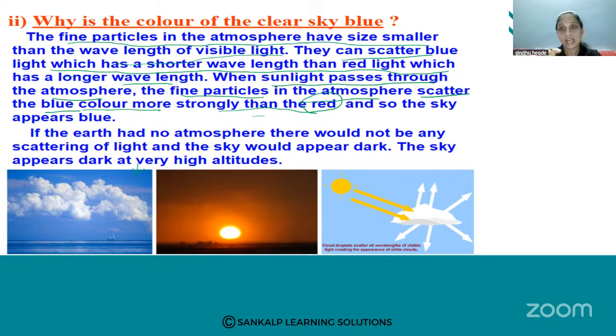So this time the light hits the gas molecules like nitrogen, oxygen, etc., right? These are all made up of small particles. So due to those small particles, scattering occurs, but they scatter the shorter wavelength of light, that is blue light, as compared to red. That's why the color of the clear sky is blue, we say.